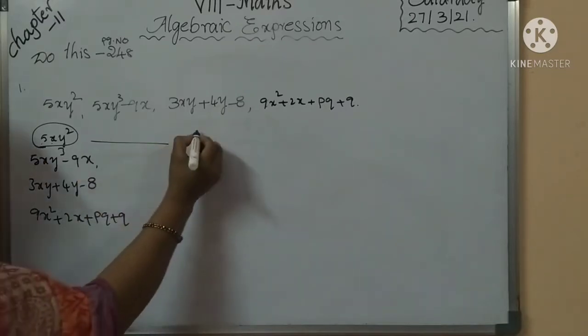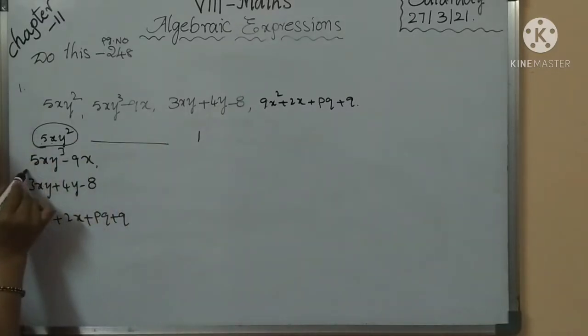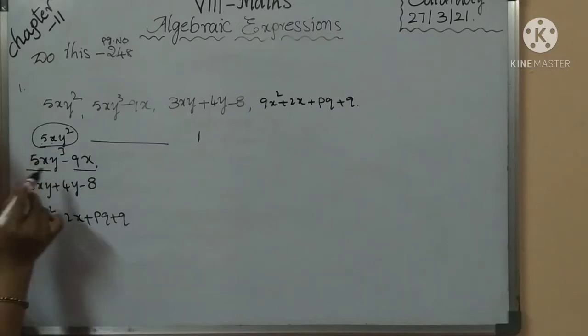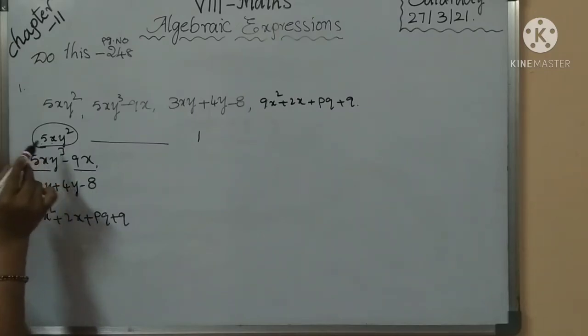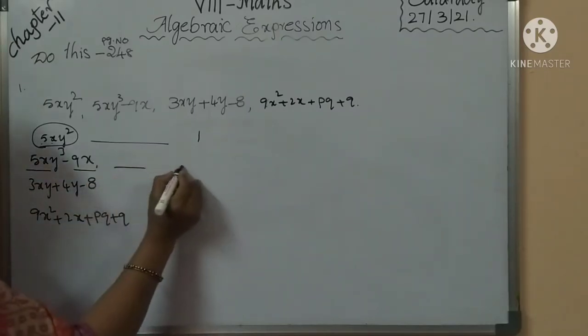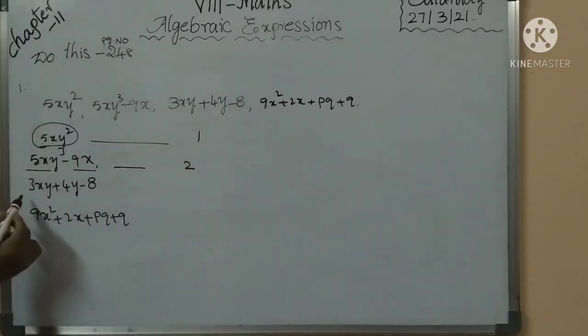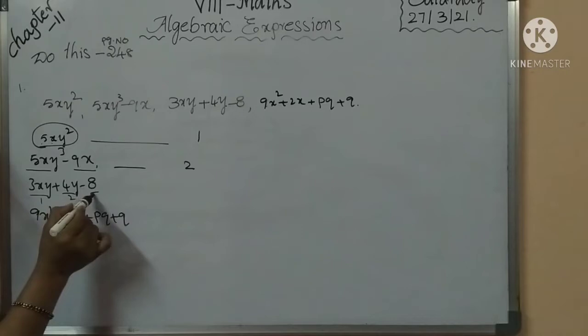Total is one term. How many terms are there? One. Here, how many terms are there? 9x and 5xy cube. These are two terms. Next, 3xy, and here 1, and here 2, and here 3.